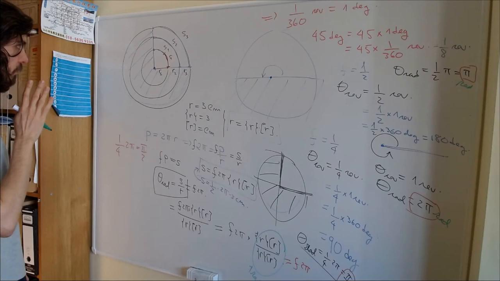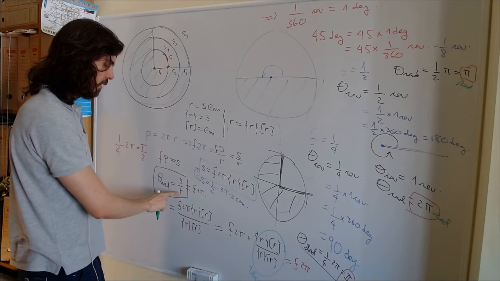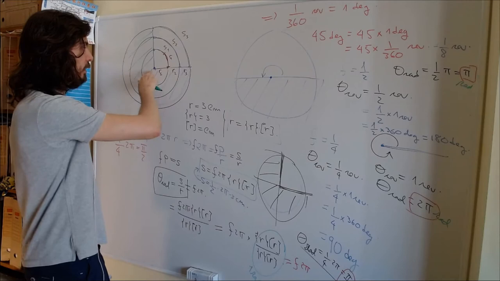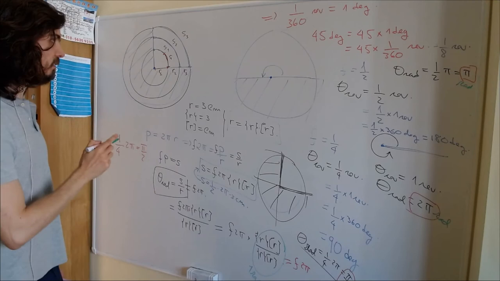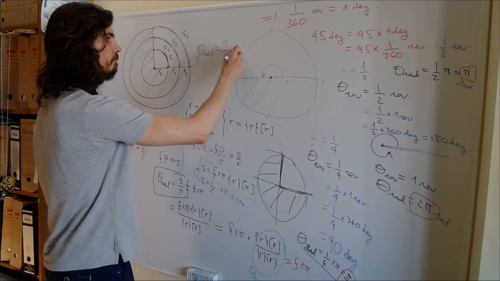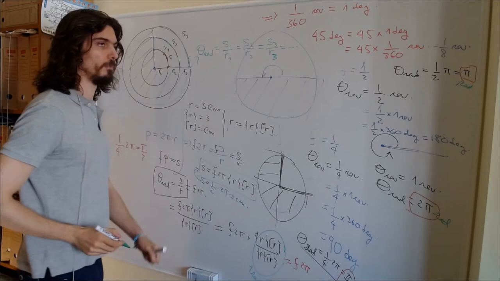Before going there, notice that theta rad is S divided by R, but the circle that you choose to measure S and measure R can be any circle that you see, as long as it's centered at the origin. So that means that theta rad is equal to S1 divided by R1, S2 divided by R2, and S3 divided by R3, and so on. You choose any one, make the ratio, it will work. Okay?